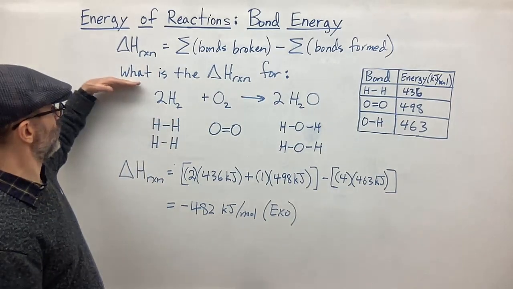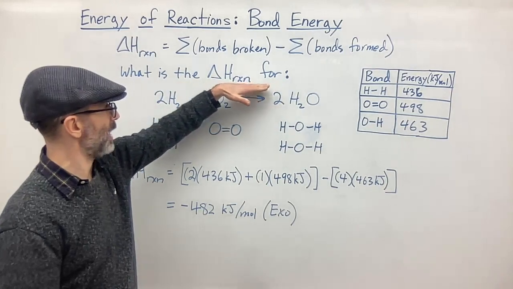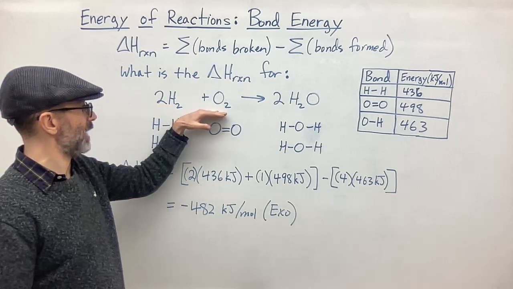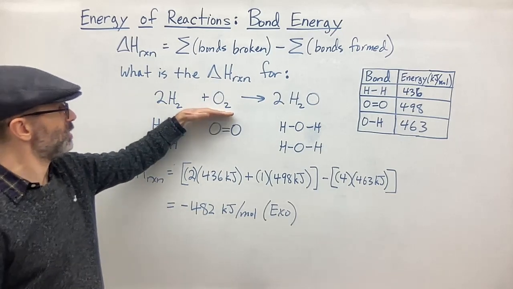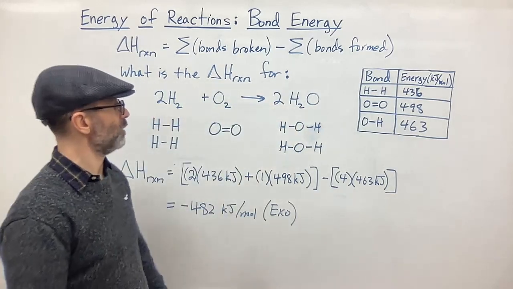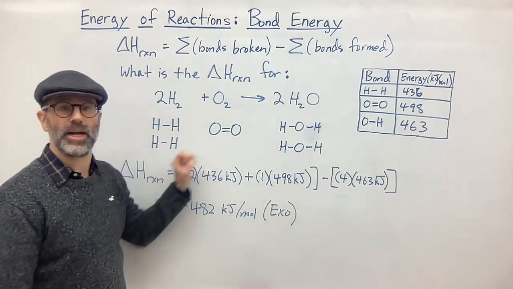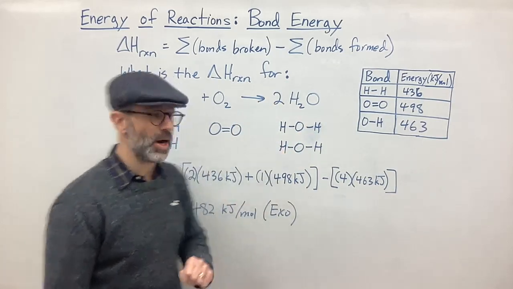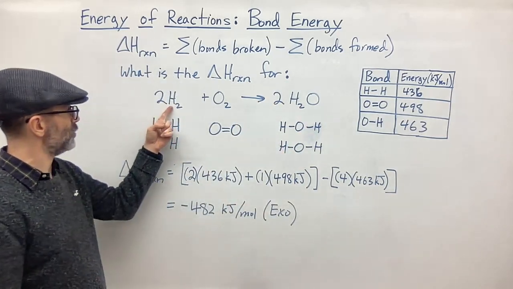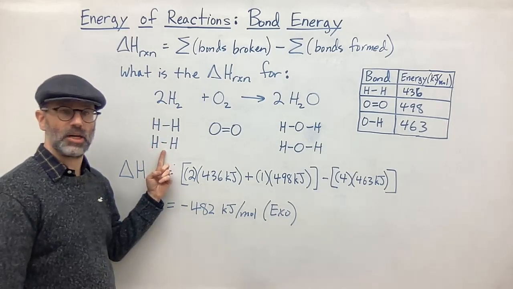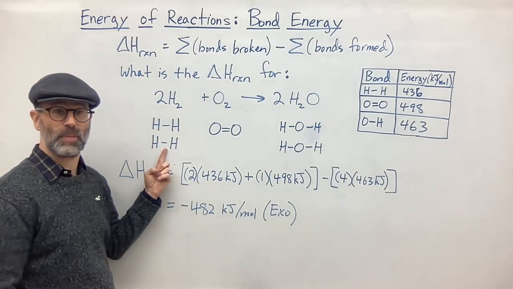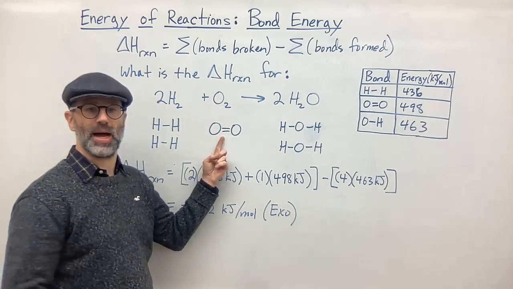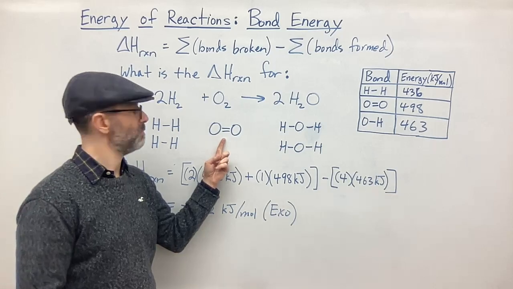So here we have our reaction. The question is, what is the delta H of this reaction, where 2 moles of hydrogen react with a mole of oxygen to form 2 moles of water? We're going to break all the bonds in the reactants, and then form the bonds in our products. We have 2 hydrogen molecules, so if I write it out, it's clear we have 2 hydrogen-hydrogen single bonds to break. And we have 1 oxygen molecule, so 1 oxygen-oxygen double bond to break.